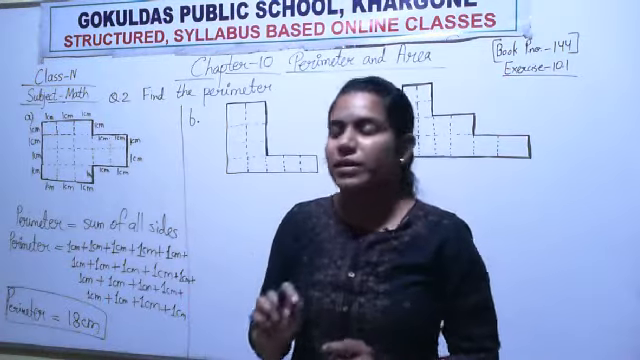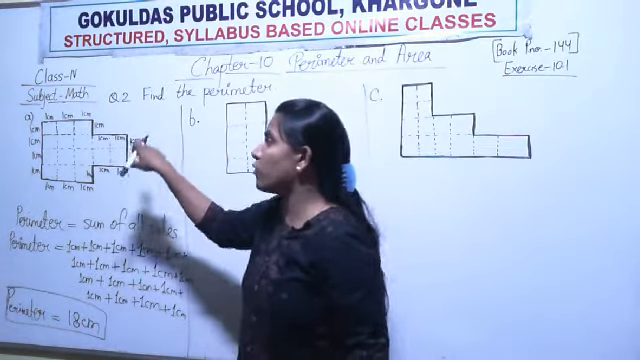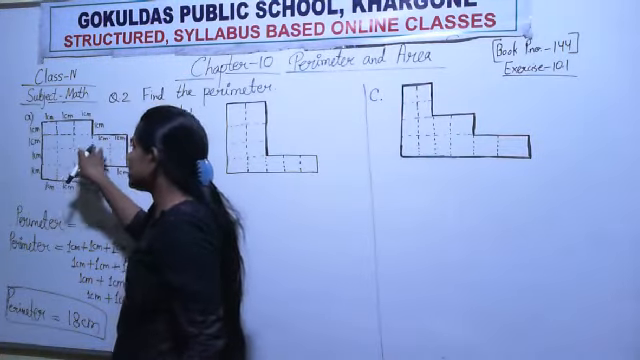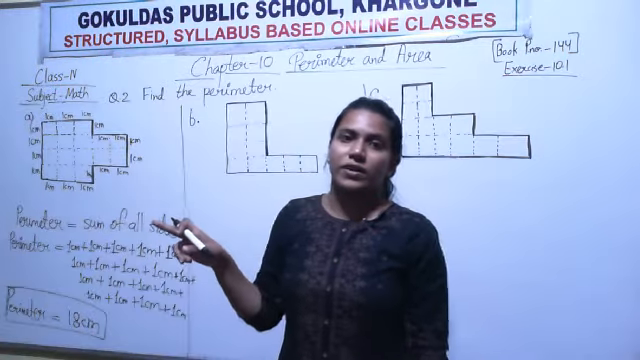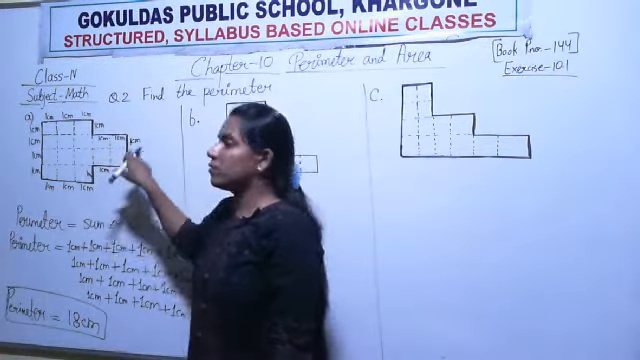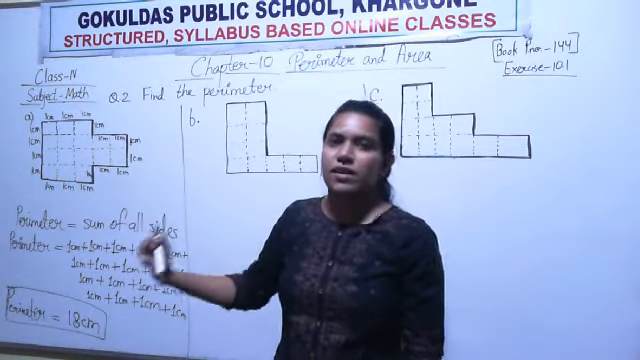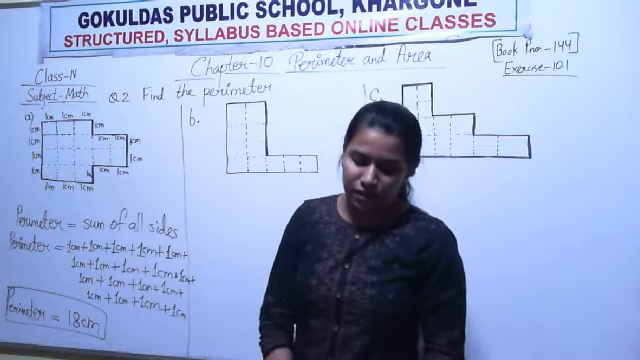Okay. In perimeter, what do we talk about? We talk about only the boundary of the figure. That is why we are not talking about the inside part of the figure. We are just talking about the boundary of the figure. So the length of the boundary is 18 centimeter, or the perimeter of the figure is 18 centimeter.